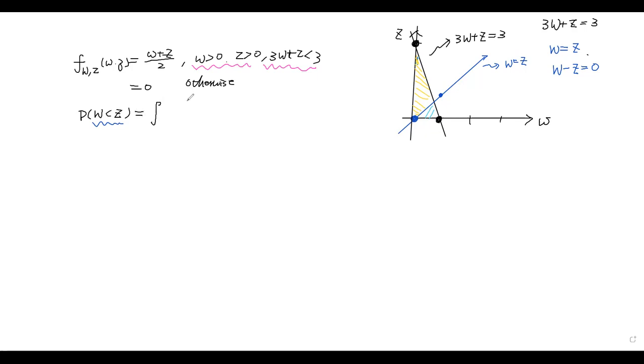Okay, so here you will integrate your PDF 2. So I take the 1/2 out. Then this is W plus Z, okay? And you can do DZ or DW first. So in here, you need to choose smartly, right? So here I would do DZ first, okay? DZ, DW.